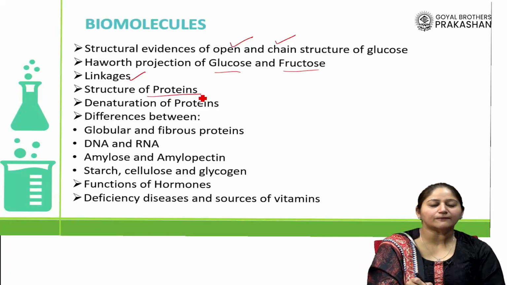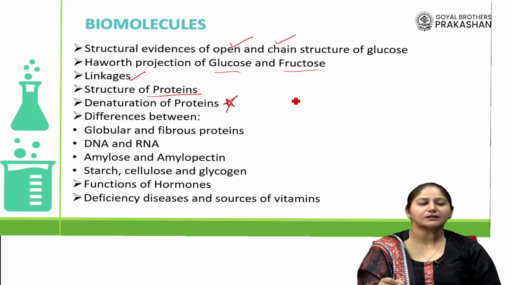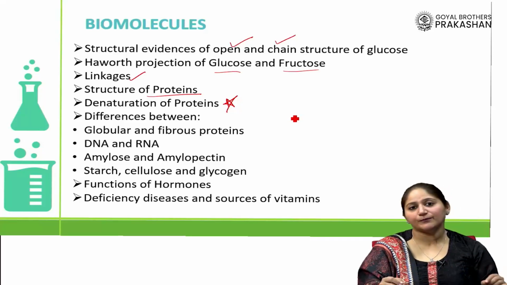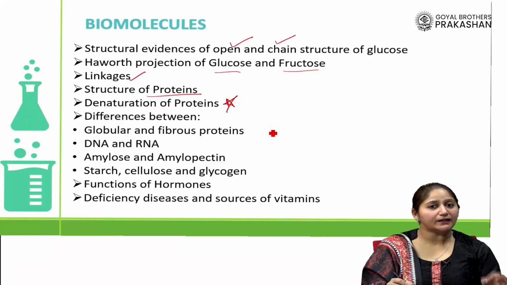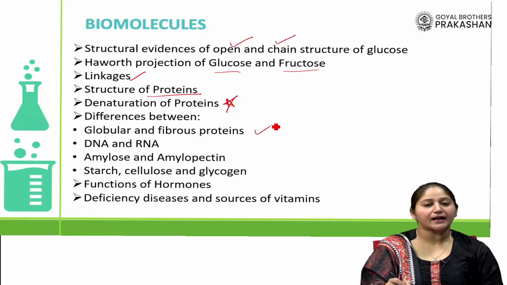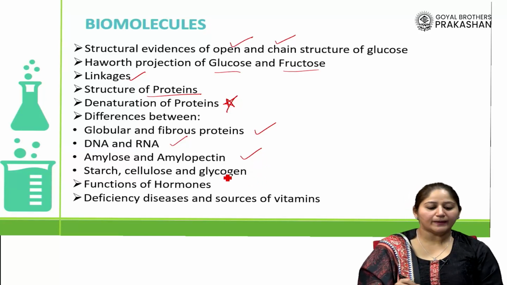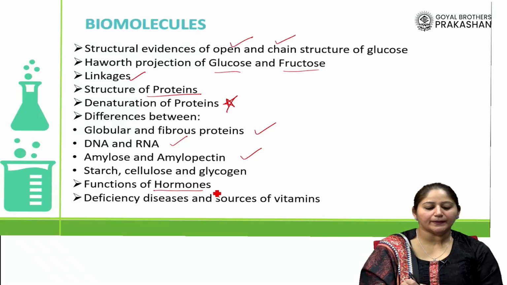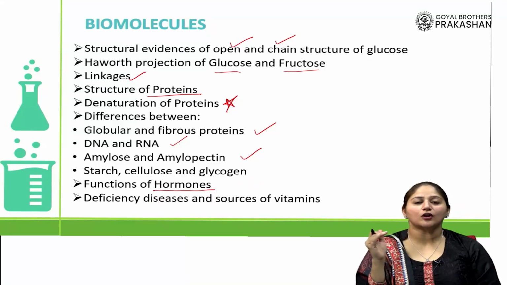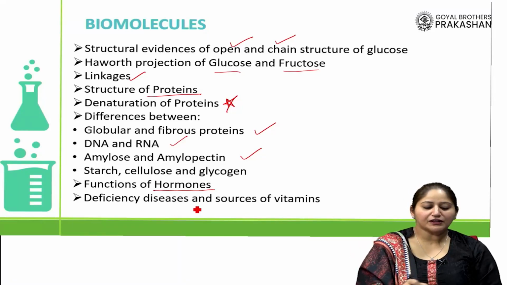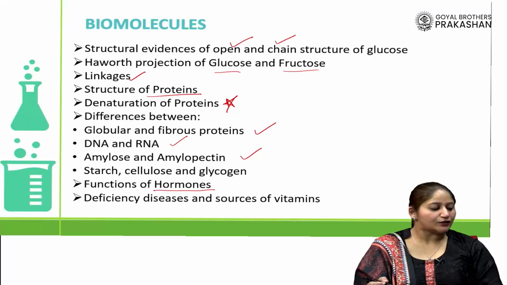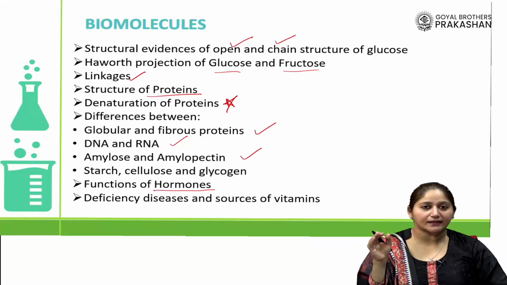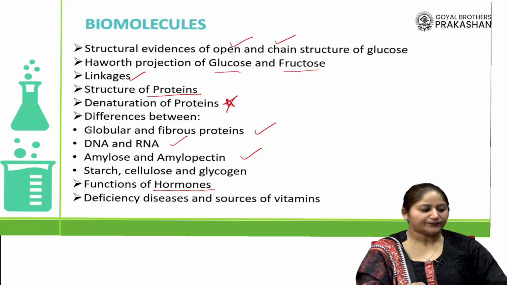Then you should know the structure of proteins and a very important concept, denaturation of proteins. Then you should be very much familiar with differences between globular and fibrous proteins, DNA, RNA, amylose and amylopectin, followed by starch, cellulose and glycogen. Then you should be familiar with this very important topic, hormones. You should know the function of each and every hormone. Then deficiency diseases and sources of vitamins. So children, do not skip this chapter, it is really easy. Focus on these topics at least.